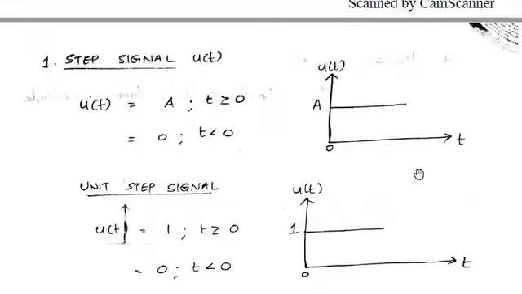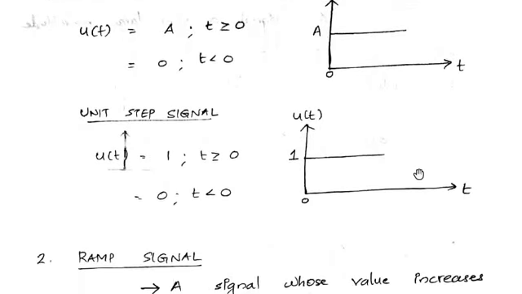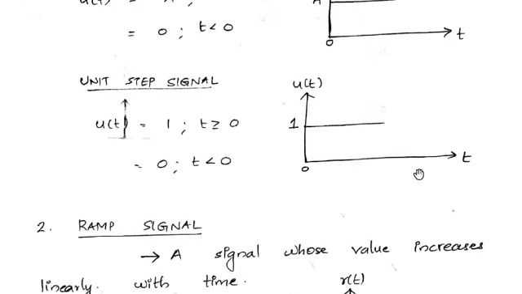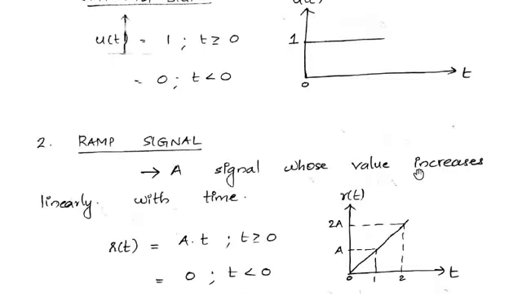Second one, we have the ramp signal. A ramp signal is a signal whose value increases linearly with time t. Let the signal be r of t. Then r of t is equal to A into t for time t greater than or equal to 0, and r of t equal to 0 otherwise. This is how we can draw the waveform. When t equal to 1, r of t will be A, and when t equal to 2, r of t will be 2A. So the signal increases linearly with time.